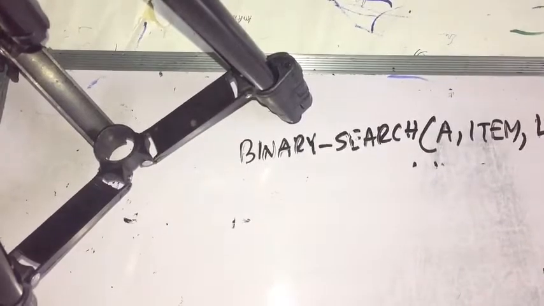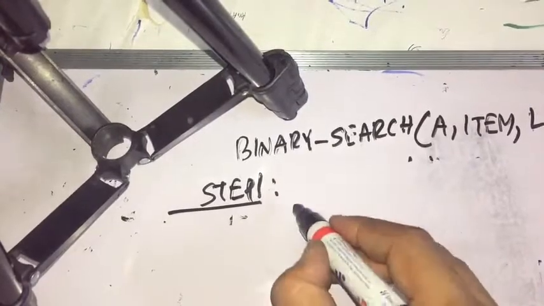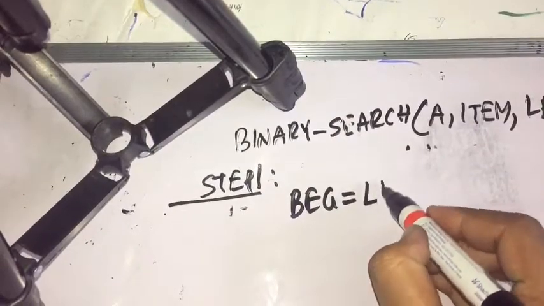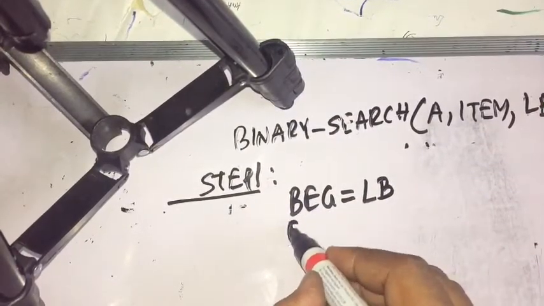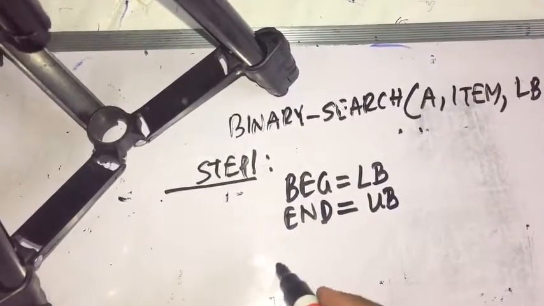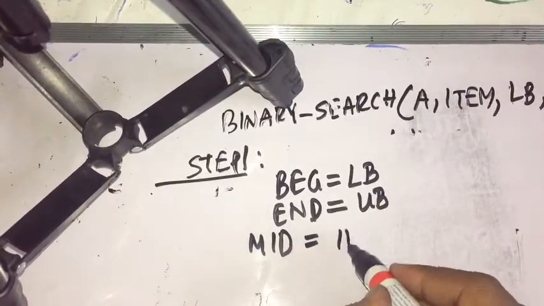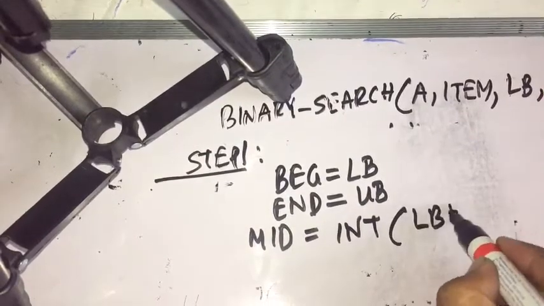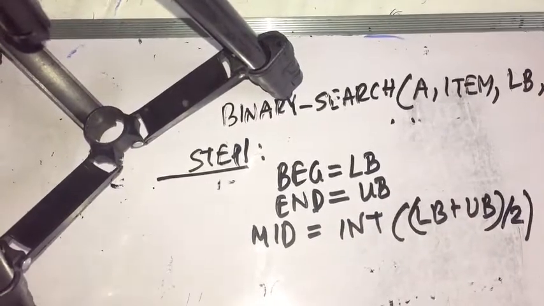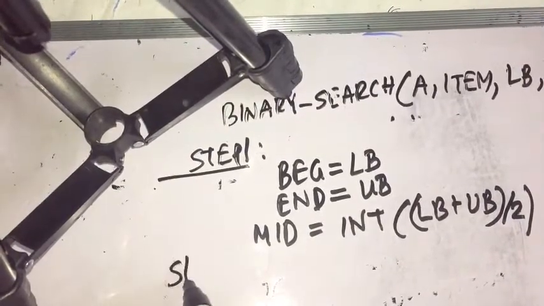Now the steps. Step 1. Beg is a variable, it indicates the lower bound of the array, LB. End is the variable which is used to store the upper bound of the array, UB. Mid is the variable which is used to store the middle position of the array, mid equals integer of (LB plus UB) divided by 2. So this is the position of the middle element.